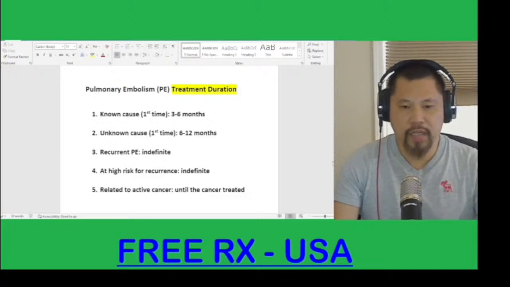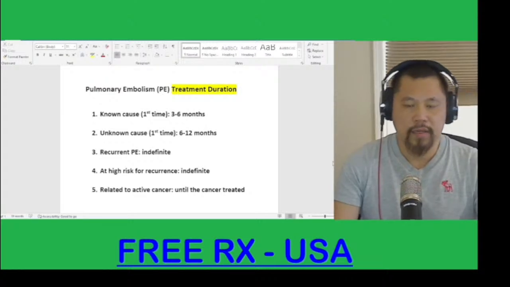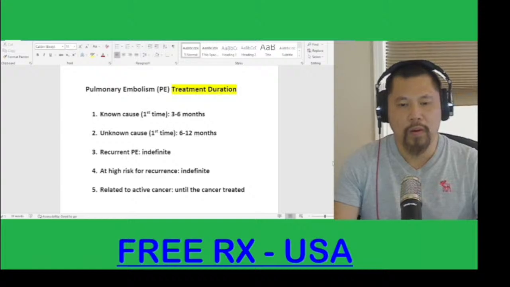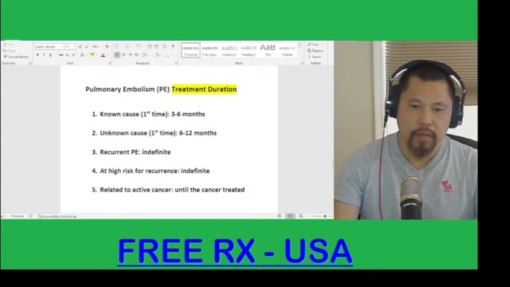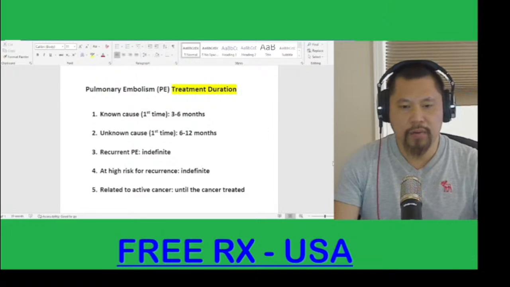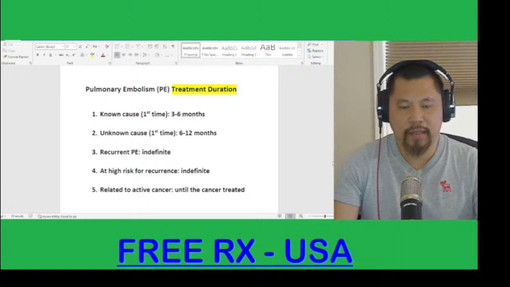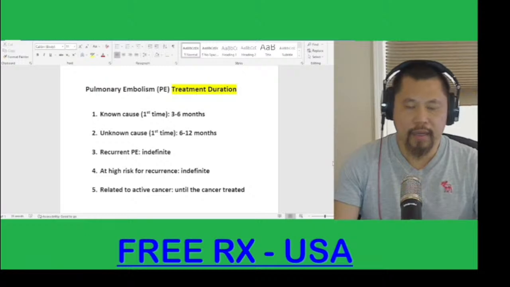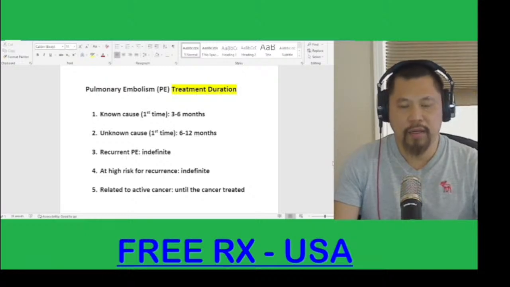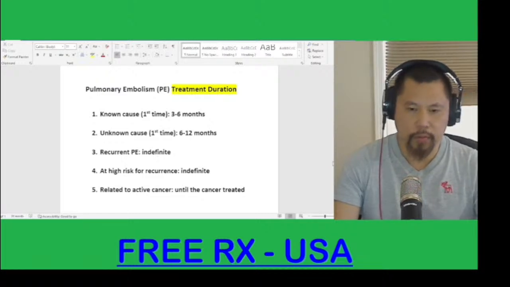If you have a second blood clot in your lung or recurrent blood clots in your lung, then you may need to take a blood thinner medication indefinitely or for the rest of your life. If you have a blood clot in your leg and a blood clot in your lung, that is considered recurrent blood clot, and you may need to take a blood thinner medication indefinitely or for the rest of your life as well.